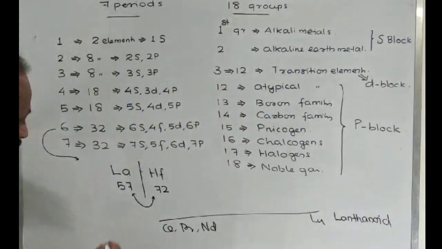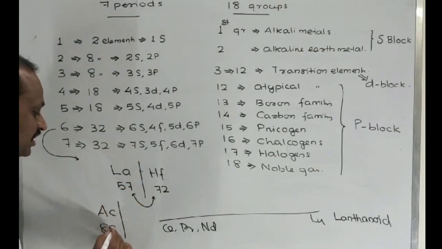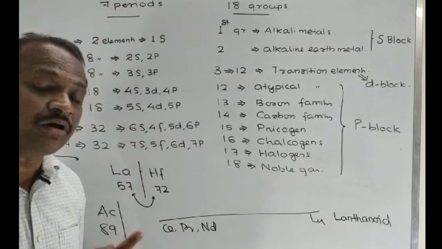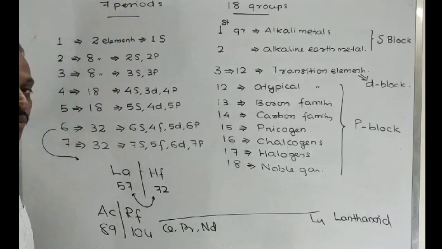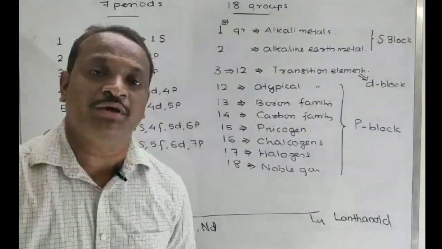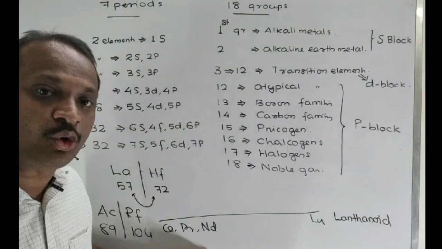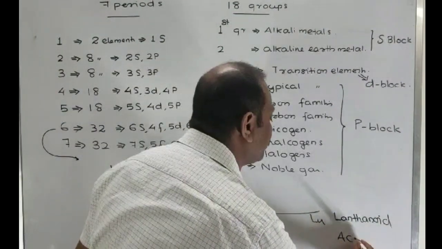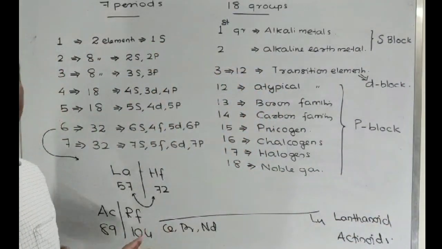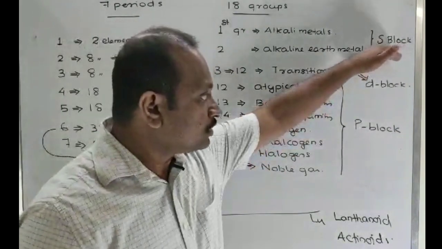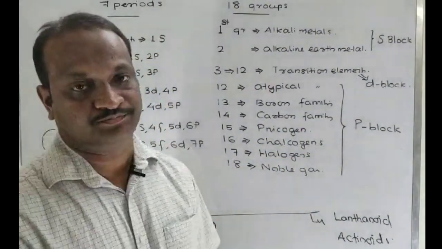Similarly, below lanthanum, you know actinium. What is the atomic number of actinium? 89. And after actinium, you get rutherfordium. What is the atomic number of rutherfordium? 104. In between this also we have 14 elements, and those 14 elements we kept at the bottom of the lanthanoids. What do we call that? Actinoid. So lanthanoids and actinoids make up the F block. So we have S block, D block, P block, and finally the F block.